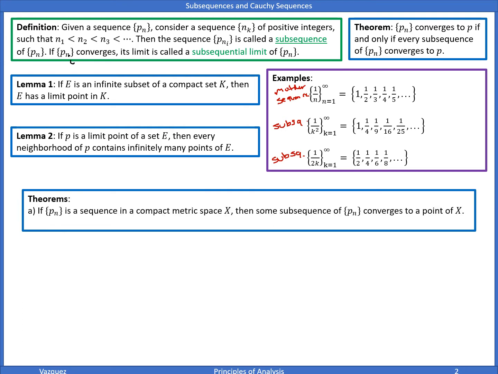As you can see, there's going to be an A and a B. A says if P sub n is a sequence in a compact metric space X, then some subsequence of P sub n converges to a point of X. That already sounds similar to lemma 1, so just keep an eye out. B says every bounded sequence in R^k contains a convergent subsequence.